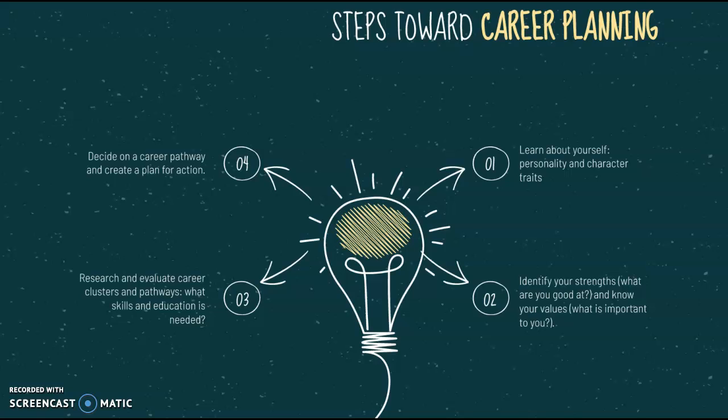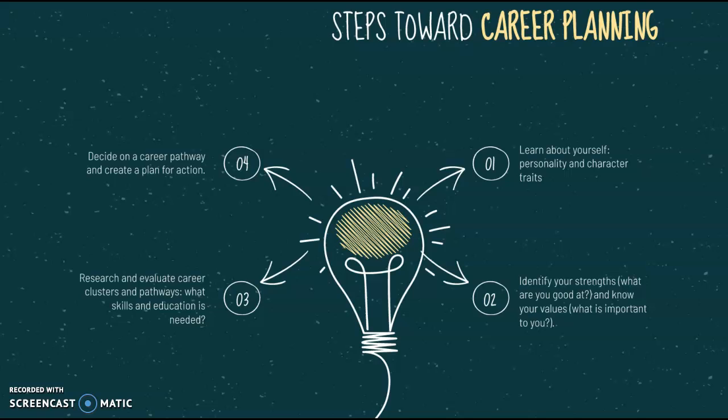So on this slide, we really look at the steps toward career planning. Number 1, learn about yourself. This is what we have been working on for the first part of the semester: finding out what our personality traits are, what our character traits are. Again, what are our strengths, our interests, and our values. And we're going to be using that as we start to explore these career clusters. Number 2, identifying your strengths, exactly what we just talked about. So 1 and 2 are really kind of melded together, because not only do we learn about our personality and who we are as an individual, we do have to really focus on what we are good at and what is important to us. Those are main drivers in selecting a career for life after high school.